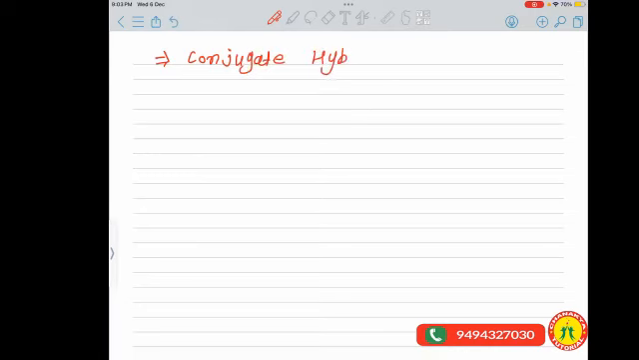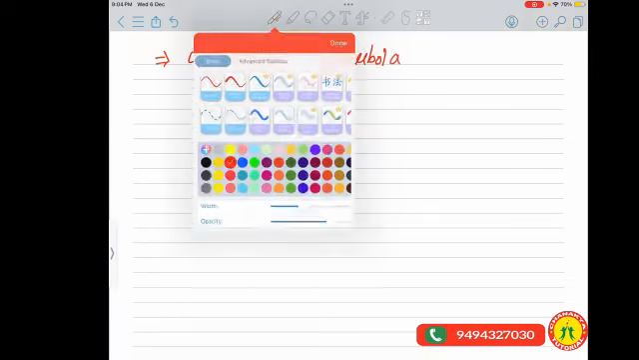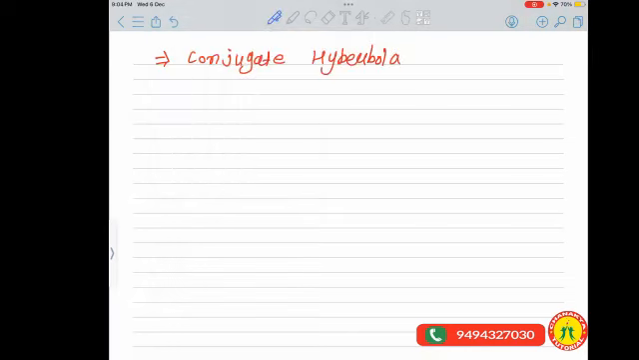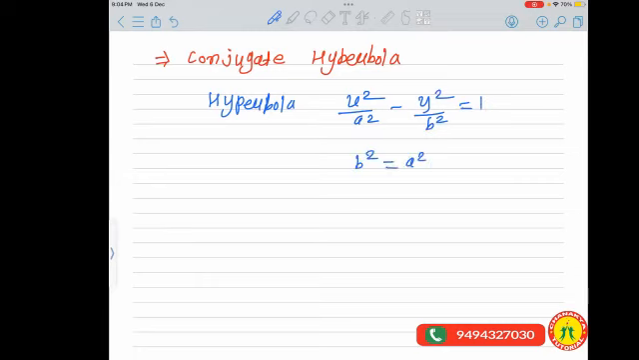Anyone know about the conjugate hyperbola? So first of all, you need to know what a hyperbola is. Hyperbola: x square by a square minus y square by b square is equal to 1. In this case, we write b square is equal to a square into e square minus 1.